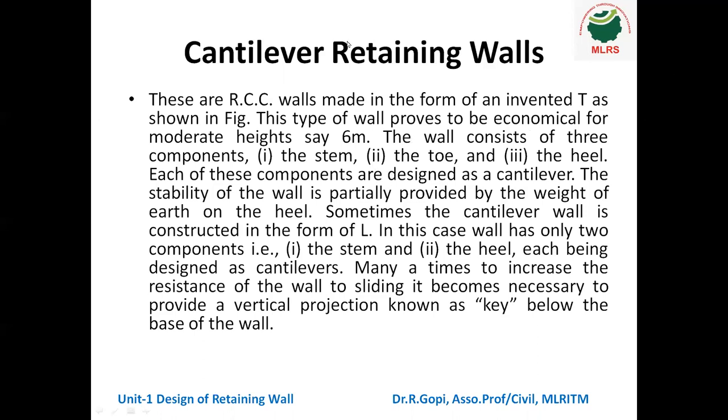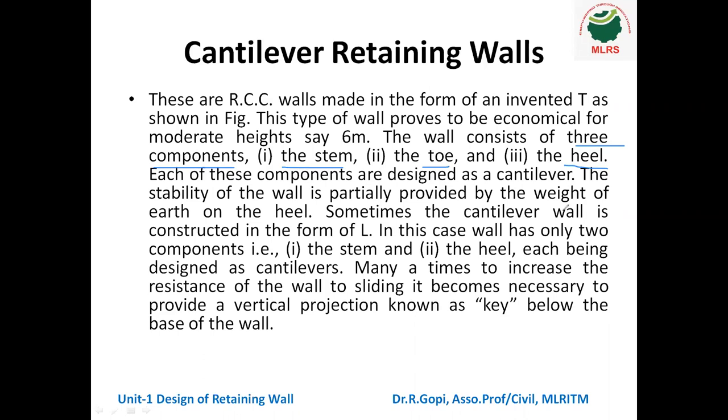The wall consists of three components, as we already know: stem, toe, and heel. Each of these components is designed as a cantilever, because one end is fixed and the other end is free. The stability of the wall is partially provided by the weight of the earth on the heel.